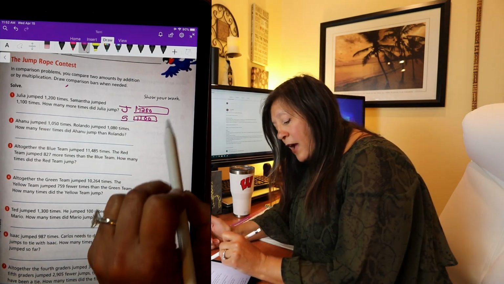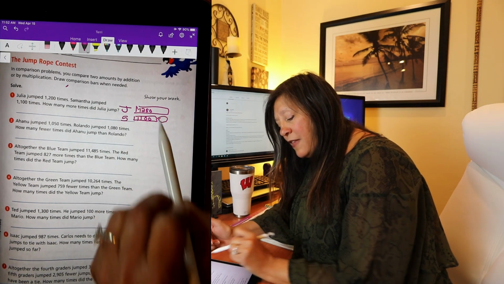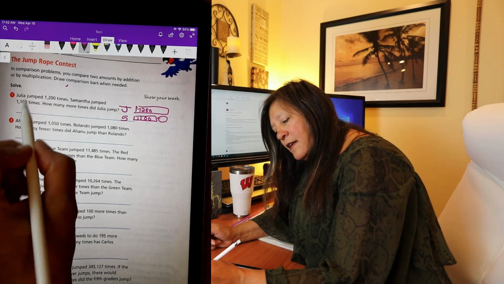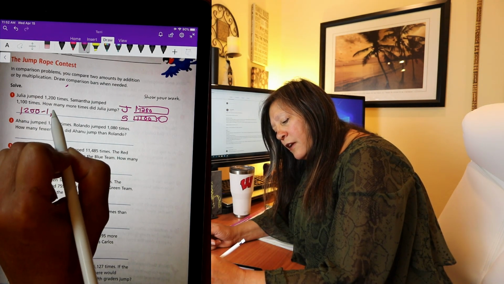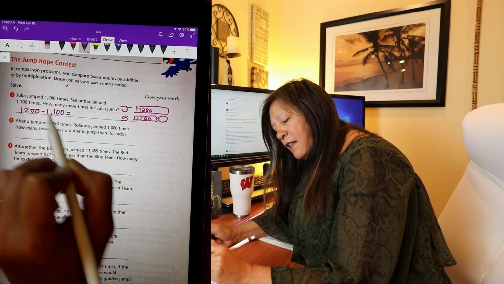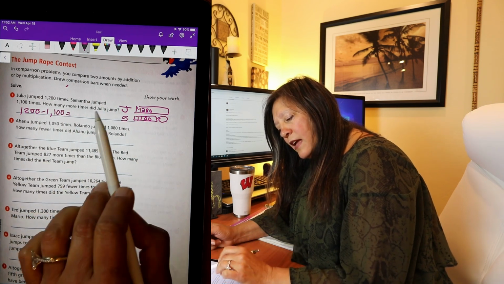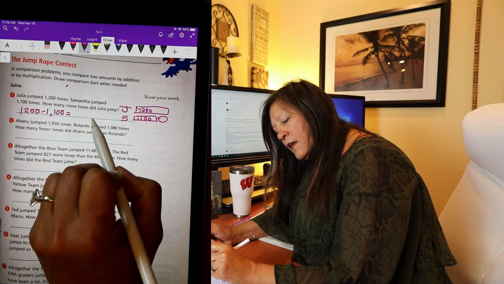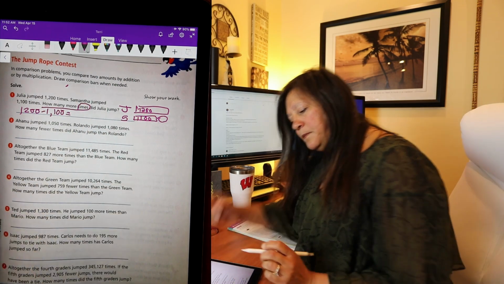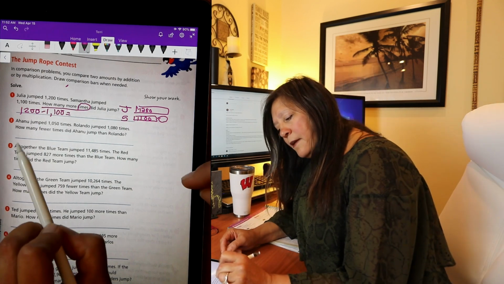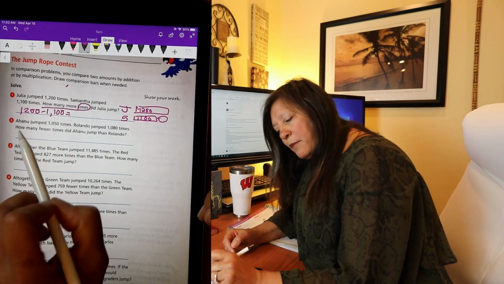This is going to be a subtraction problem, and you're trying to find out that difference right there. So you're going to take 1,200 minus 1,100, and that's going to give you how many more times Julia jumped. And don't forget your label. Okay, so you can go ahead and solve that problem.